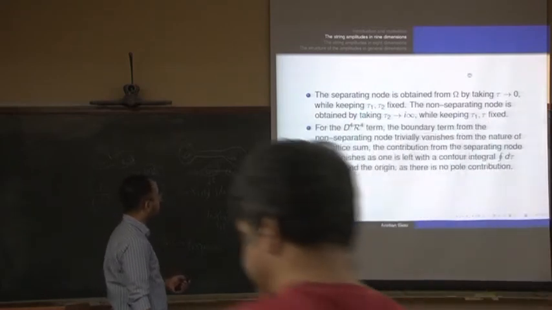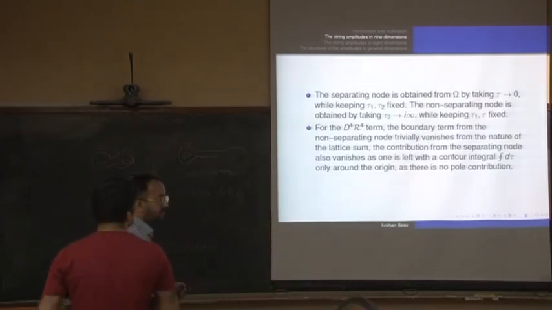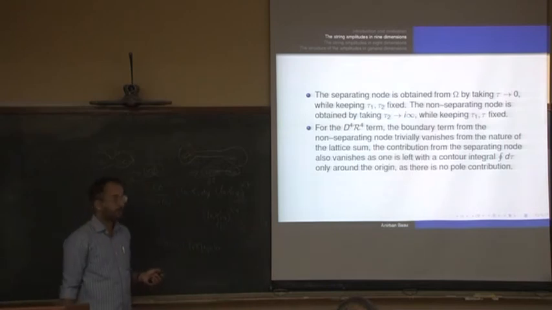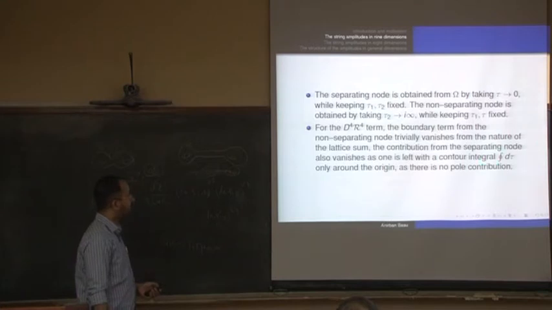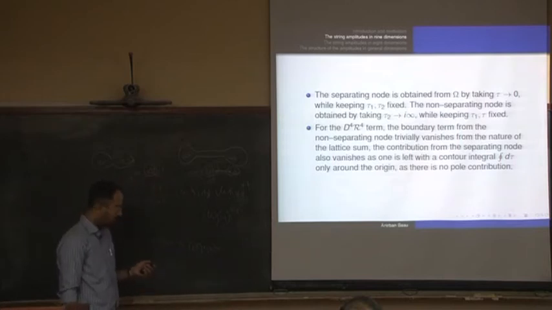So for the D to the 4 term, the boundary term from the non-separating node, which is tau 2 to i infinity, trivially vanishes from the lattice because of the exponential suppression. And from the separating node, one has to do a contour integral in the tau space around tau equal to 0. There is a pole, because the integrand was just 1, so it trivially vanishes. So these are the contributions.